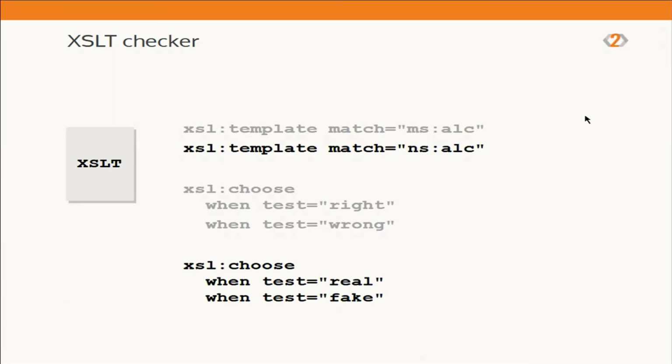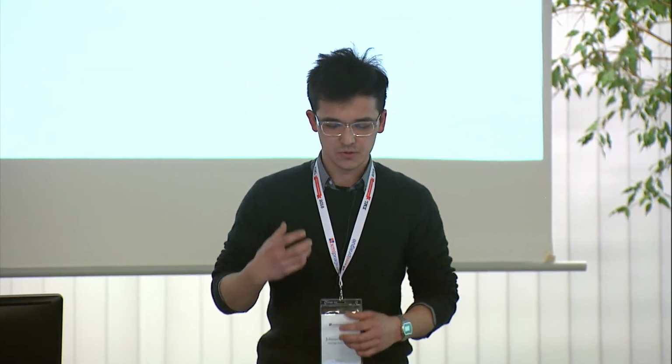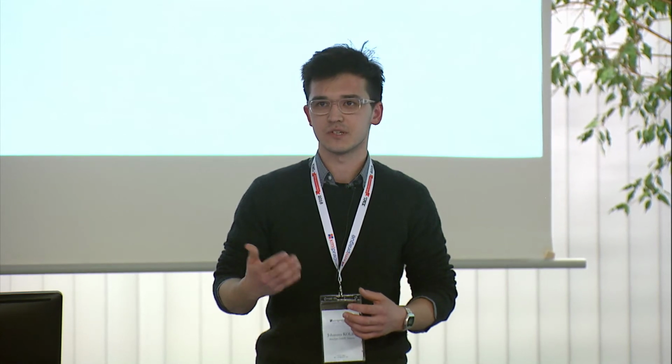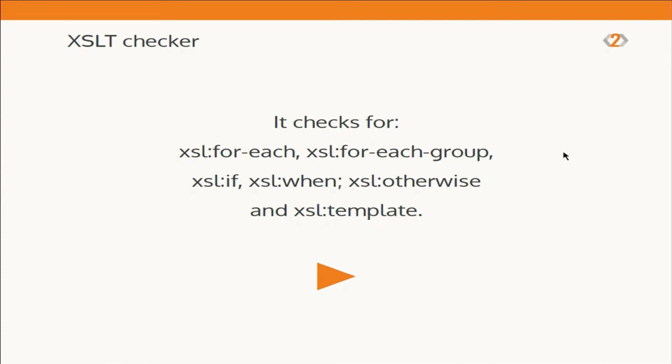So for example, we would have a template that matched an alco element in the namespace ms, and now it changed to ns, and we forgot about it, like 10 years ago, and then we wonder why it doesn't check right now. Or we were used to choosing upon what was right and wrong, and now we're choosing on what's real and what's fake, just to see if the style sheets are still using it. What does it check? It checks for-each groups, if, when, and otherwise functions and templates.